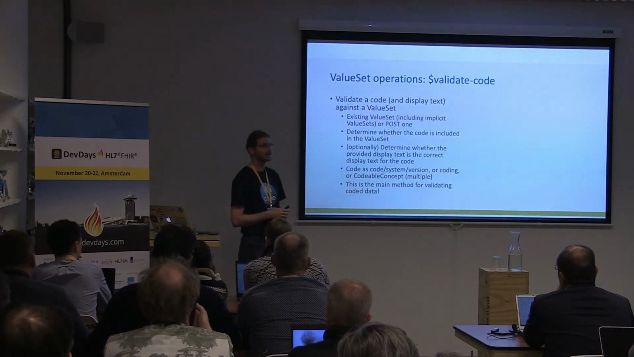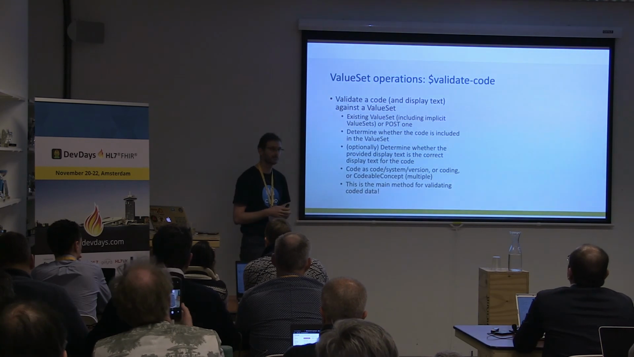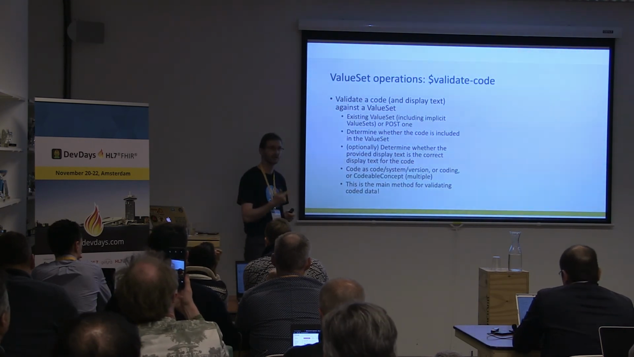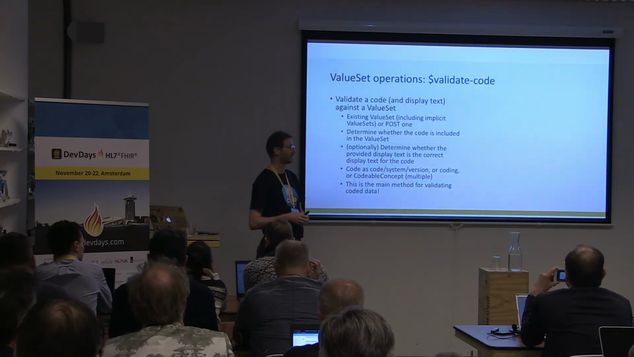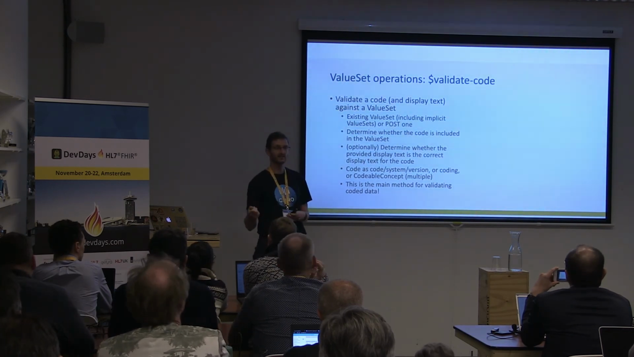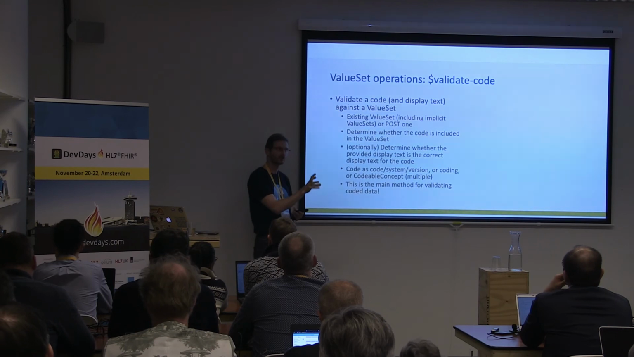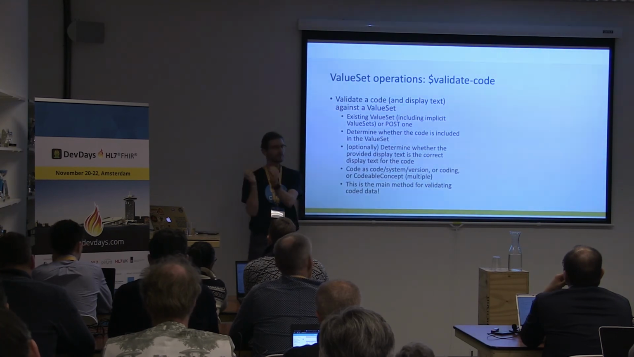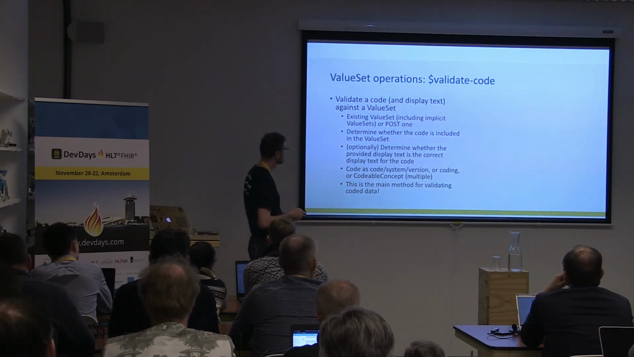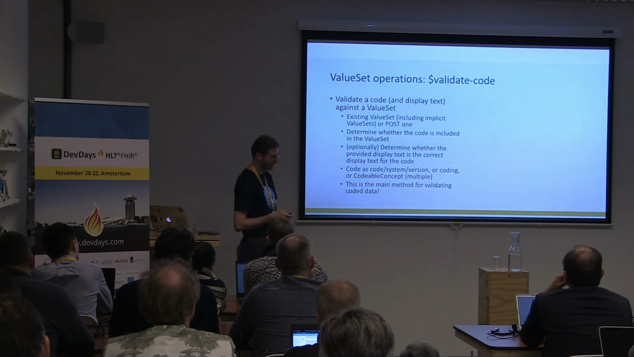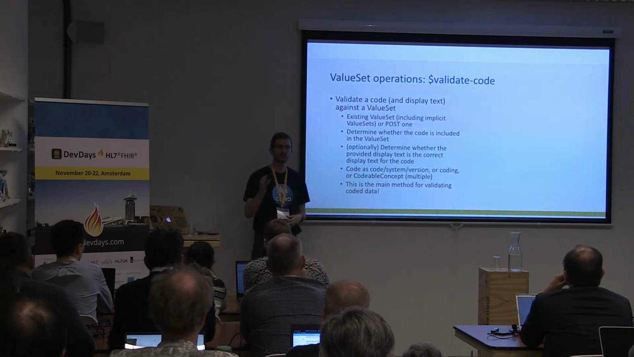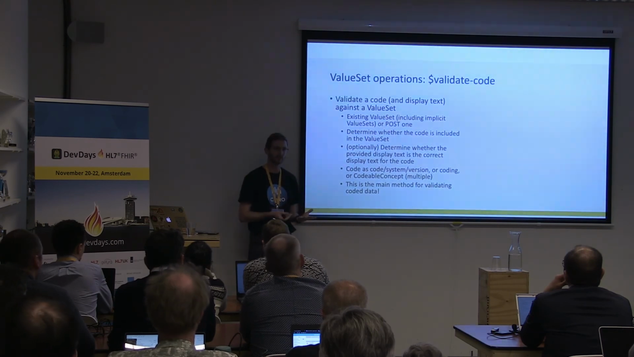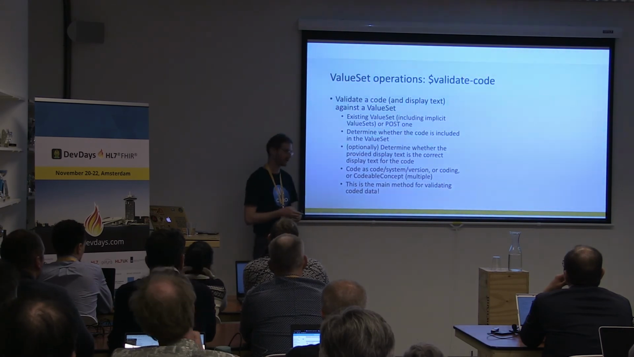So this takes essentially a couple of parameters. It takes a system and it takes a code, and it says yes or no, that is or isn't. And it takes a value set, and it tells you that system, that code in that system is either a member of that value set or it's not. If they provide a display text as well, then the operation will additionally tell you whether the display text is an acceptable display text for that code.